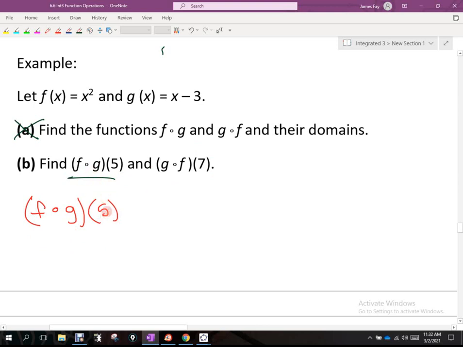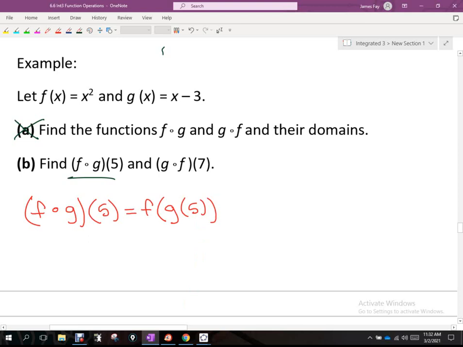Remember, this 5 is your x now, right? Okay. So if I want to rewrite this in a different format, I'm going to do it this way. I'm going to say f. I see that composed symbol, so parenthesis. Then I see g. And now because g is the last thing, I'm going to put 5 here like that and close it off.